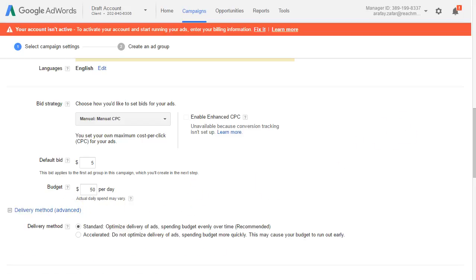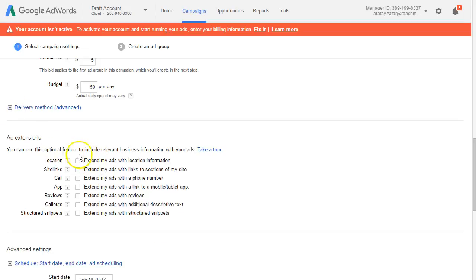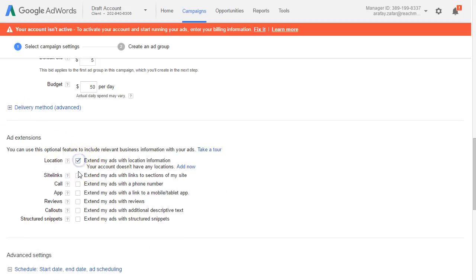Delivery method, the default is standard. However, I personally like the accelerated option, but it depends really upon your budget. If you find that you have some budget left over every day, then you can select the accelerated option. However, if you find that your budget is simply exhausted in the first 4 or 5 hours of the day, then you should switch over to the standard option. I will keep this as the standard because I haven't run any campaign in this city or in this target location.